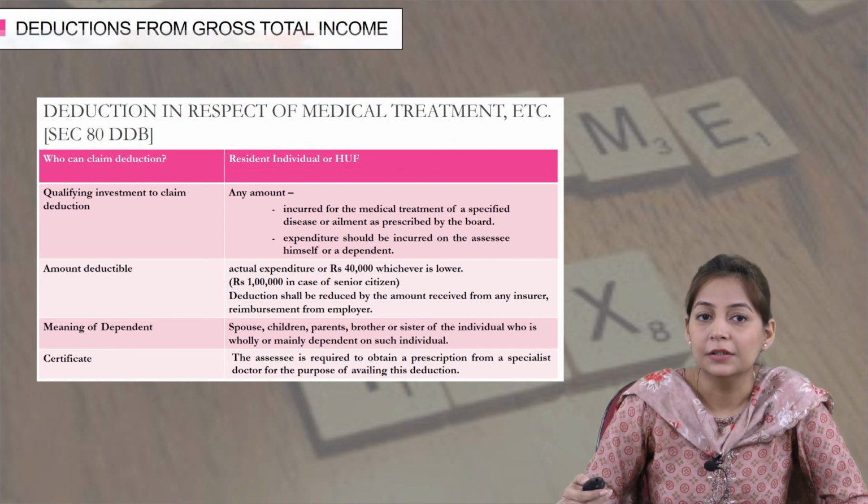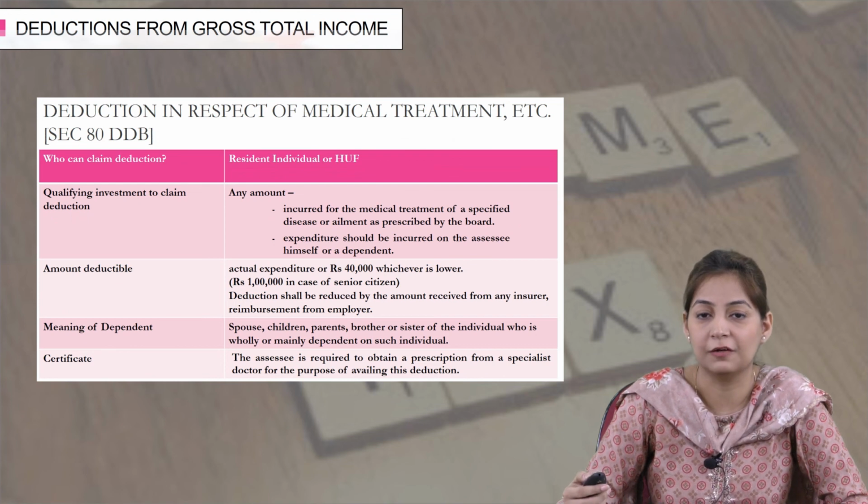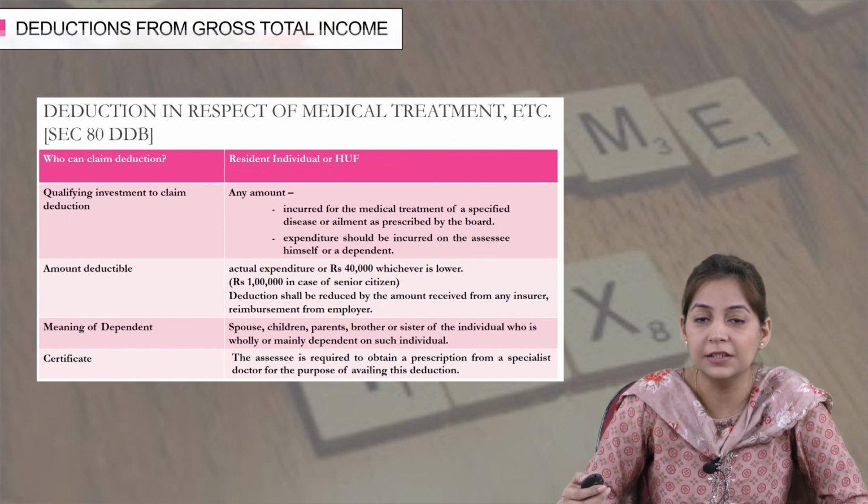Here also the term dependent includes the spouse, children, parents, brother or sister of the individual who is wholly or mainly dependent on such individual, and the assessee is required to obtain a prescription from a specialist doctor for the purpose of availing this deduction. So, this covers our deduction 80DDB. I hope this section is clear.